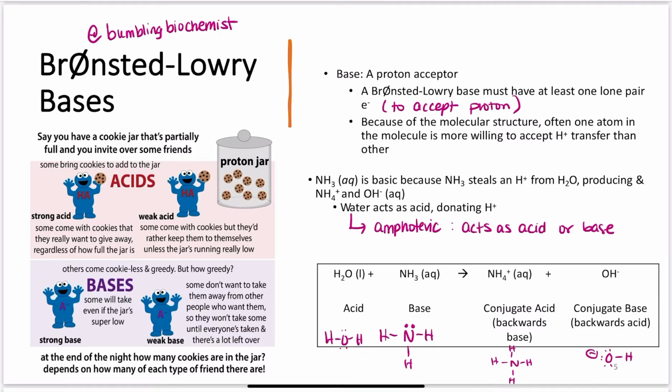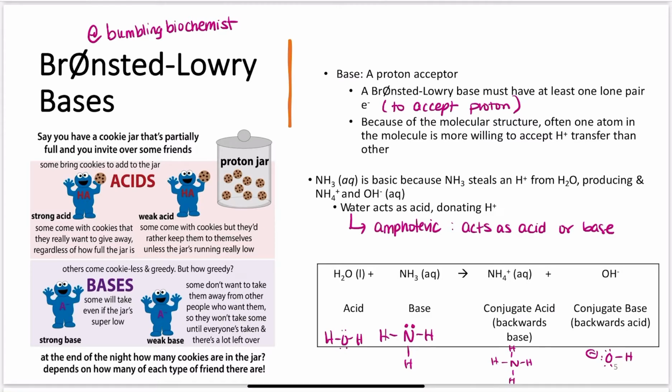The way she explains the acid-base situation is with Cookie Monster. Say you have a cookie jar that's partially full and you invite over some friends. Strong acids come with cookies they really want to give away, regardless of how full the jar is. Weak acids come with cookies, but they'd rather keep them to themselves unless the jar is running really, really low. Strong acids always donate their protons. Weak acids will donate the protons sometimes. How do we know? Well, we can measure different properties of the species itself. We can look at the structure, and based on years of measurements that people have done, we can provide values that tell you how strong an acid is and how likely it is to give up that proton.